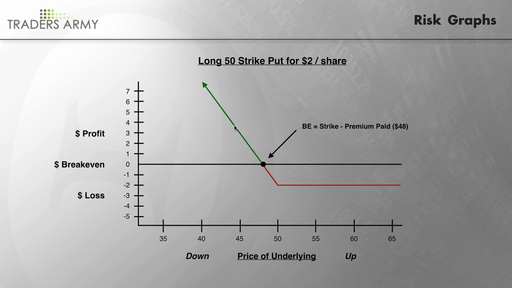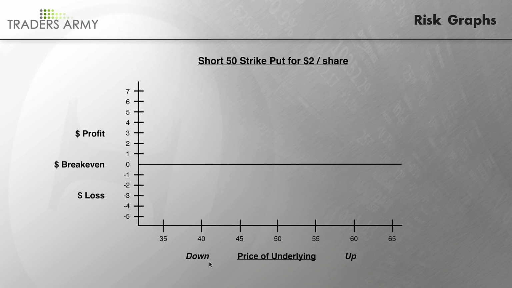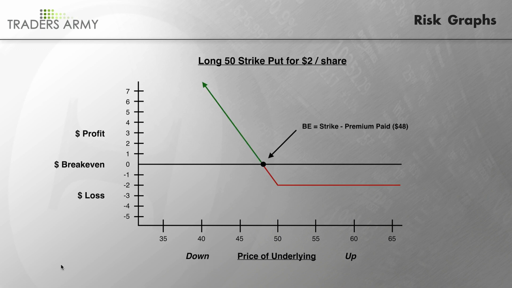If the stock is above 50 at expiration, we lose all $2. But if the stock is below 48, we have unlimited profit potential all the way to the stock going down to zero. So if this stock keeps going down, our position continues to profit. But if the stock keeps going up, our position cannot lose more than what we paid for it. The benefit of buying the options is that you can't lose more than you paid for it.